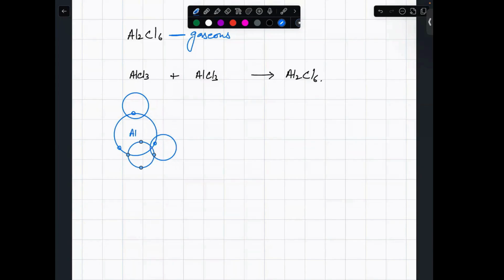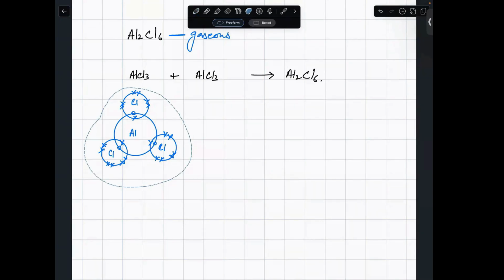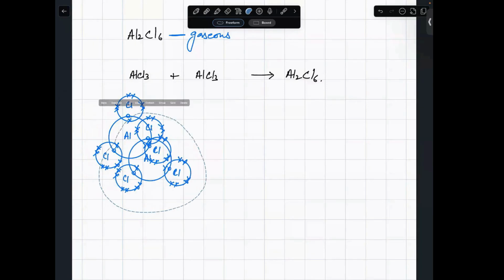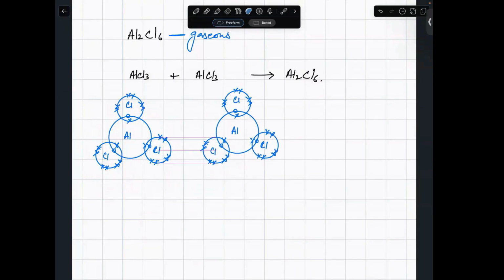Another chlorine. Another chlorine. 1, 2, 3, 4, 5, 6, 7. 1, 2, 3, 4, 5, 6, 7. This is one aluminium chloride. This is another aluminium chloride.